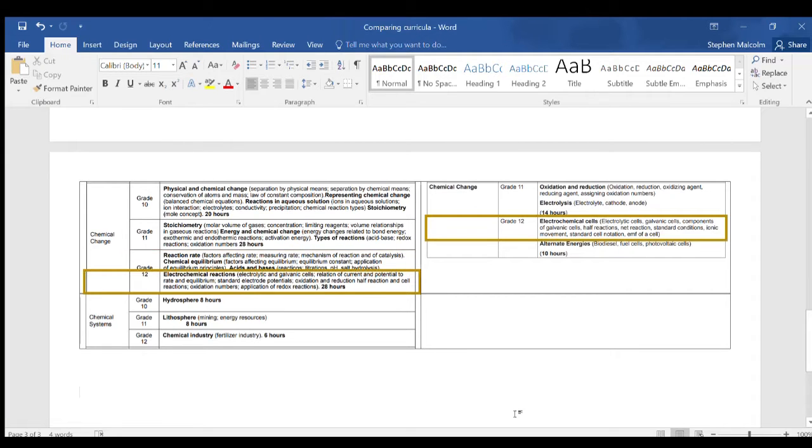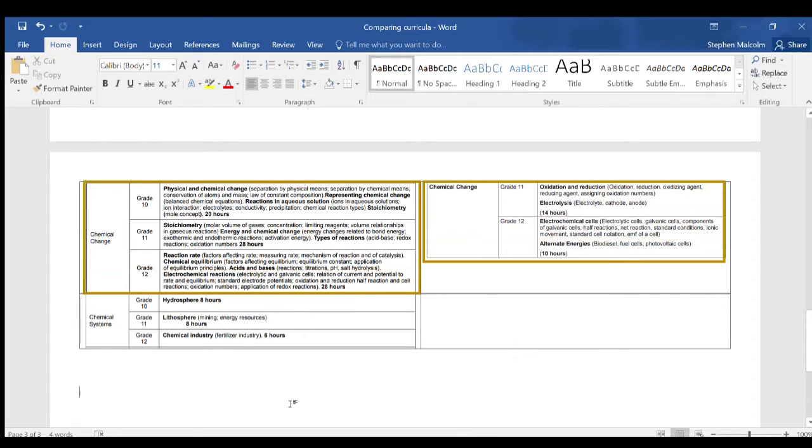Then in grade 12, in the physical sciences, electrochemical reactions are looked at, such as electrolytic cells, voltaic cells, and different electrochemistry processes, which is also looked at in the technical sciences curriculum. And that relies on oxidation reduction reactions. So it makes sense as to why chemical change focuses only on oxidation and reduction in the technical sciences. But acids and bases will also conduct electricity because they also break up into ions.